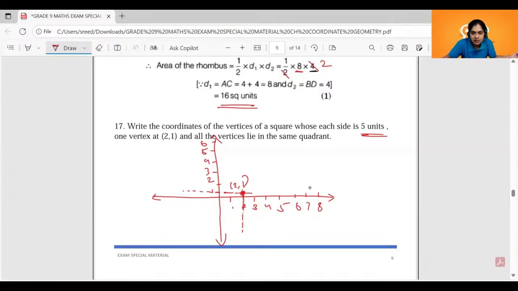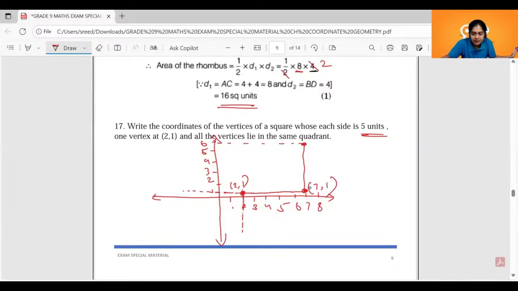So each side is 5 units, right? So let's draw one side. 1, 2, 3, 4, 5, right? This will be the next point whose ordered pair is 7, 1, correct? Yes or no? Now I can again go 5 units to the top. 1. So I will be meeting at 6, right?